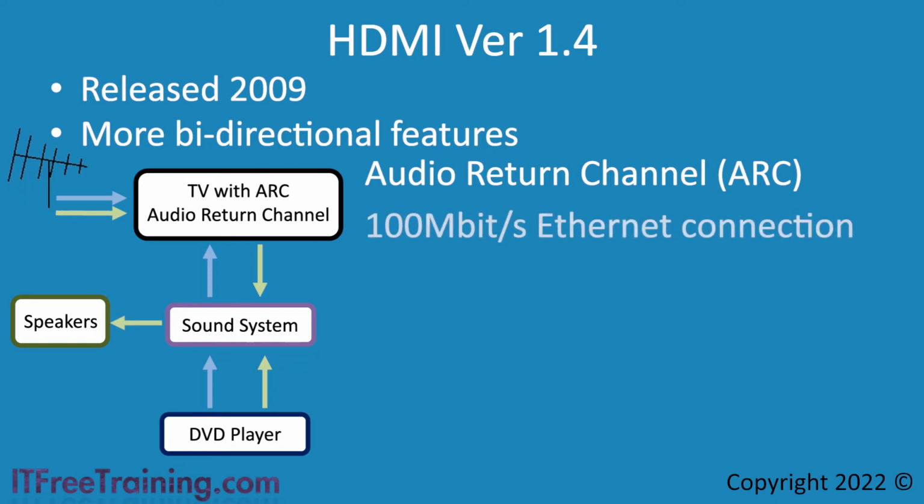HDMI 1.4 also adds 100 megabits Ethernet connection support. In theory, all your devices connected will share the same network connection. Sounds pretty good in theory. In practice, it is pretty hard to find a device that supports this feature.